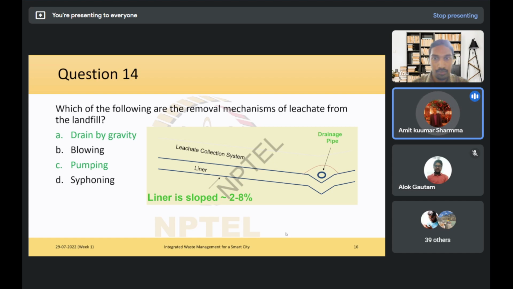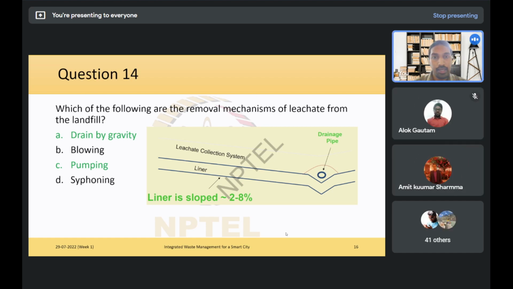But for removal of that, I think pumping is the only thing: we can pump that leachate to any level to make it available to the leachate treatment plant. So that's my question. Only draining by gravity is the design of the landfill. Yeah, we need not have a pump along with the drain by gravity.